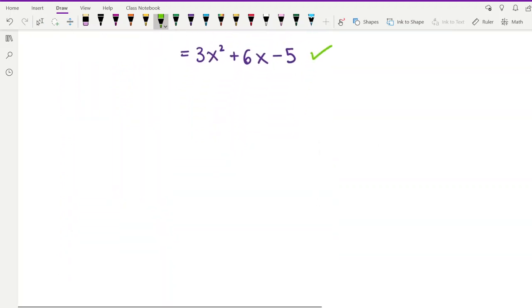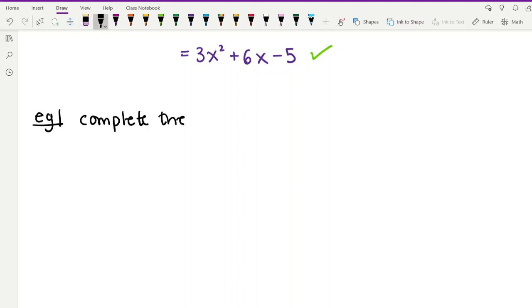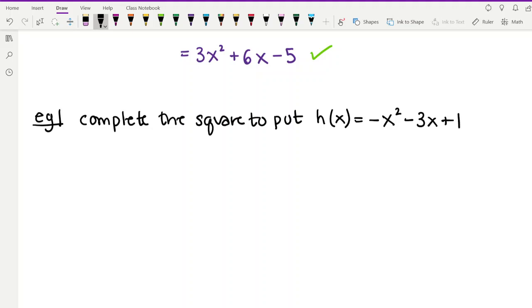Okay, one last example, and this one is going to be a little bit different, but in a lot of ways very similar at the same time. So in this case, we're going to complete the square to put the following function, negative x squared minus 3x plus 1, in vertex form.